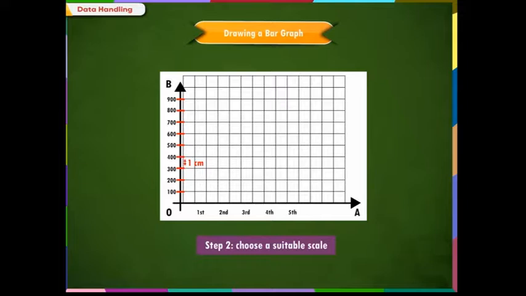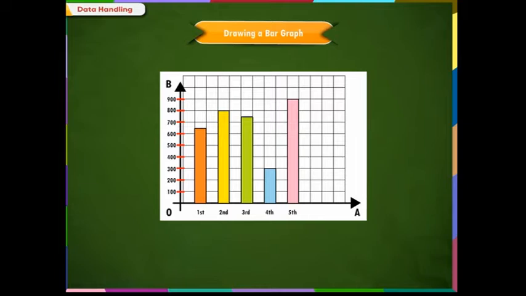Next, mark the weeks on the horizontal axis. In the first week, the number of mattresses manufactured is 650. So draw a vertical bar at the point representing first week on the horizontal axis. The height of the bar will be 650 on the vertical axis. Similarly, in the second week, 800 mattresses are manufactured. So draw a vertical bar at the point representing second week on the horizontal axis. The height of the bar will be till 800. Plotting in the similar manner, we get the complete bar graph.